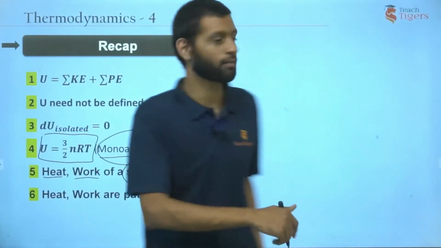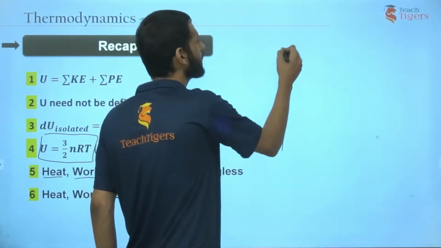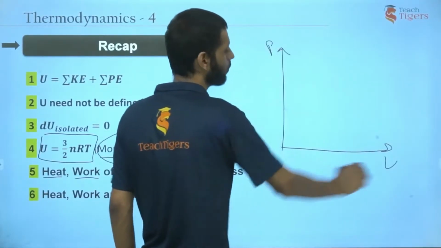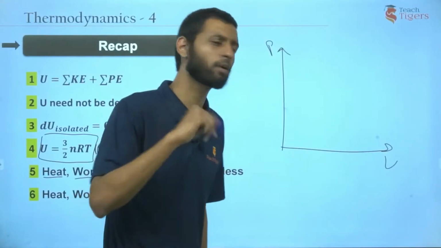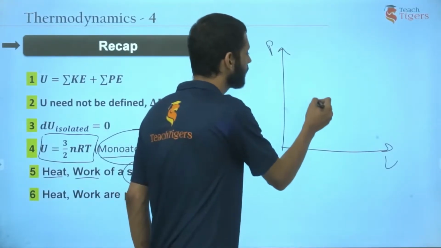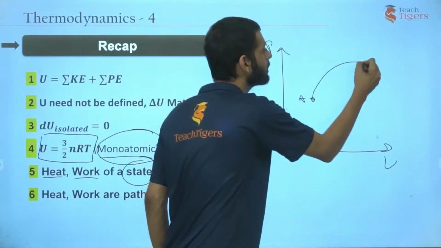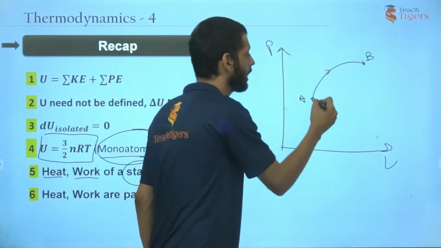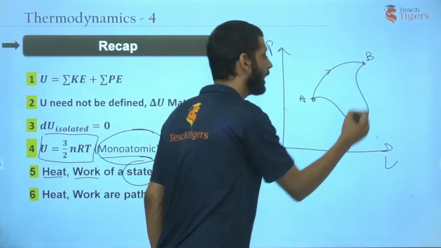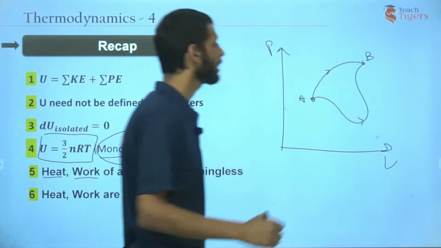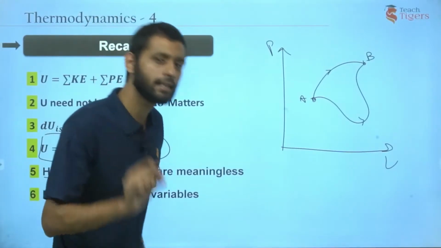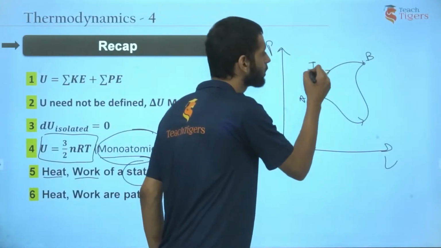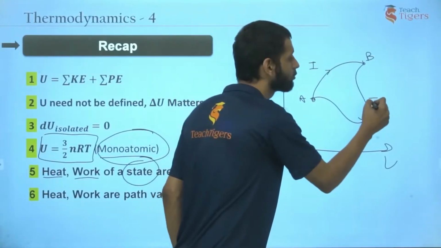If I draw a graph, once again, we always draw state variables on the axes. Pressure over here, volume over here. You can do temperature, you can do number of particles as well. Going from A to B via some path, I can go through this path, I can go through another path. Whatever path I go through, I can talk about the heat and work of the paths. I can talk about the heat of path 1. I can talk about the heat of path 2.